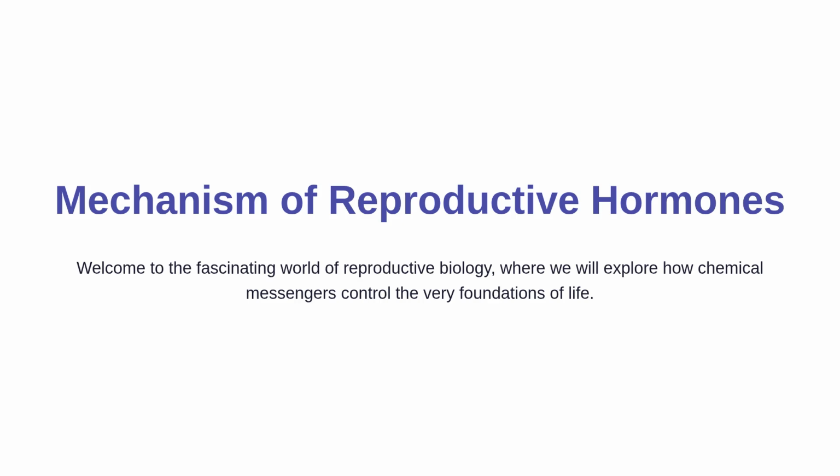Welcome to this lecture on the mechanism of reproductive hormones. Today, we're going to explore how tiny chemical messengers in our bloodstream control the very foundations of life, from puberty to pregnancy. By the end of this session, you will understand not just the biology, but the underlying mathematics of how these hormones interact with our cells.